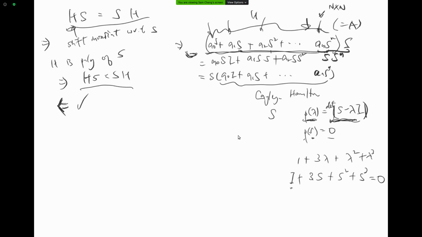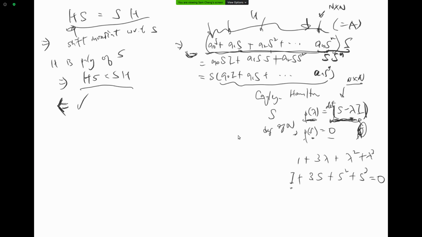For S here, let's say it's n by n. I have n nodes, and therefore S is n by n, and the characteristic polynomial, if you look at the determinant of this, the degree of lambda cannot be more than n. So the degree of this polynomial should be up to n. It has degree n.